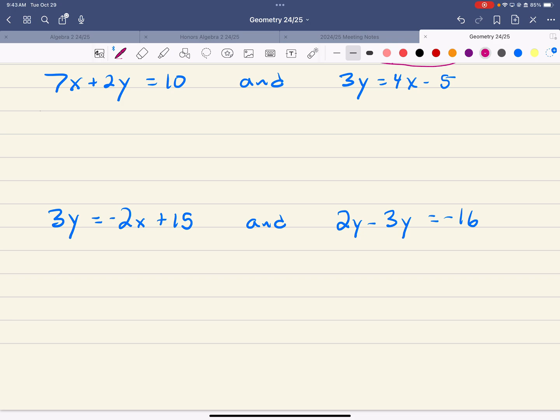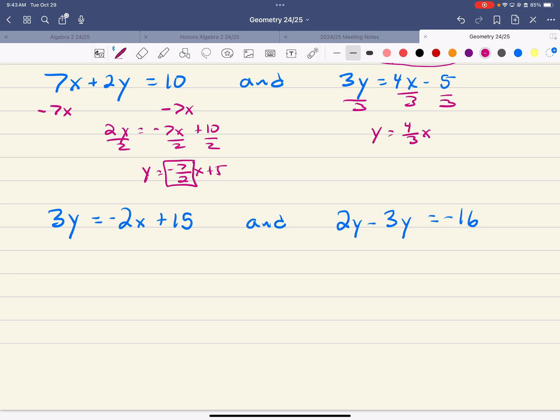Subtract 7x. So you get 2y is -7x plus 10. Divide by 2. Y is -7/2 x plus 5. So there's my slope. Divide by 3. Y is 4/3 x minus 5/3. There's my slope. Are they the same as each other?